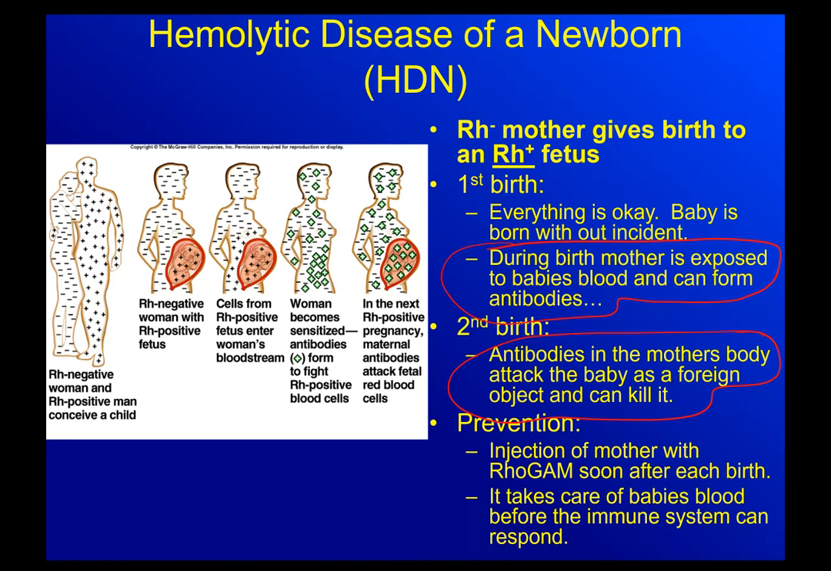Now, advances have been made, and there's something called RhoGAM. RhoGAM is a shot that they give an expectant mother, and it is fairly common now just to give it regardless of whether you know who's positive or who's negative. You just give it. Not only do you give it before the birth, I've heard 3 months before birth, but when mom is having the baby, they give her another shot, and what it does is it suppresses the immune system. So mom's body doesn't react, and it works for about 3 months.